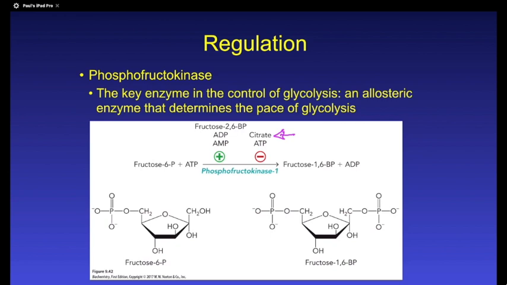On the other hand, to speed this up, if by chance you have inside the cell AMP or ADP, these are indications that you don't have a lot of energy. Okay?